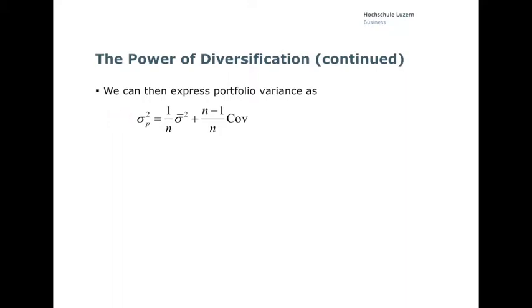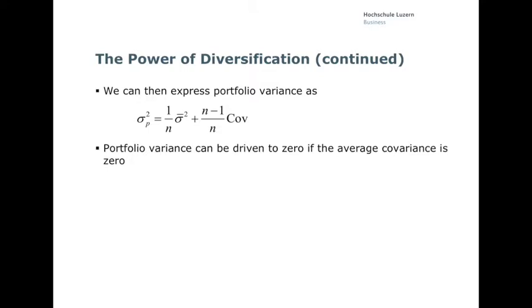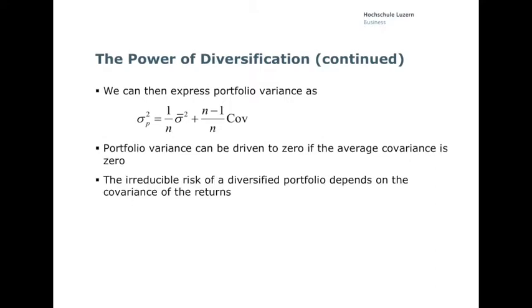Now examine the effect of diversification. When the average covariance among security returns is zero, as it would be if all risks were firm-specific, portfolio variance can be driven to zero. We see this from the equation. The second term on the right-hand side will be zero in this scenario, while the first term approaches zero as n becomes larger. Hence, when security returns are uncorrelated, the power of diversification to reduce portfolio risk is unlimited.